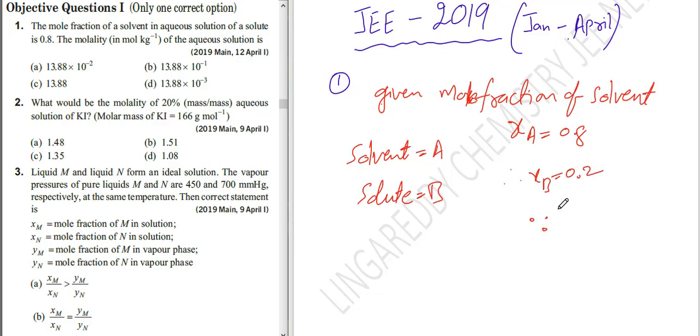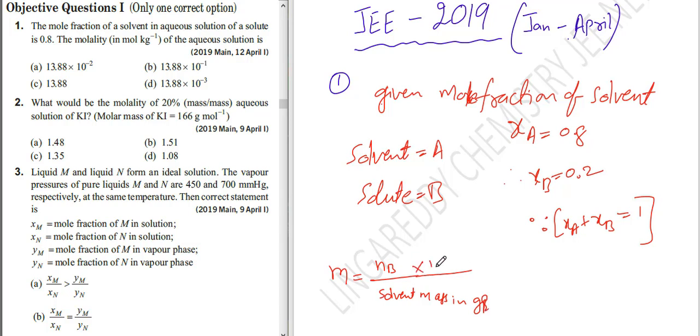How? Since XA plus XB equals 1 always. From this XB equals 0.2, I can write it. Now our target is small m, we have to calculate. What is the formula of molality? nB by solvent mass in gram into 1000. This is the molality formula.